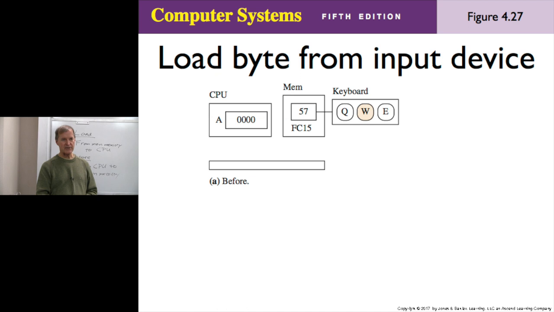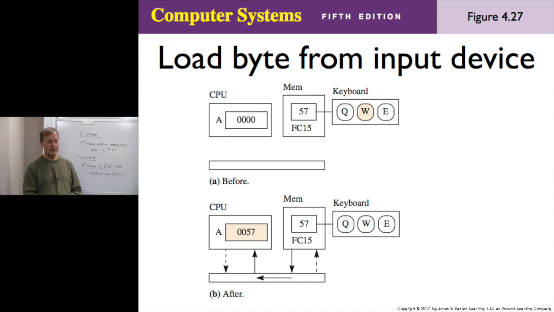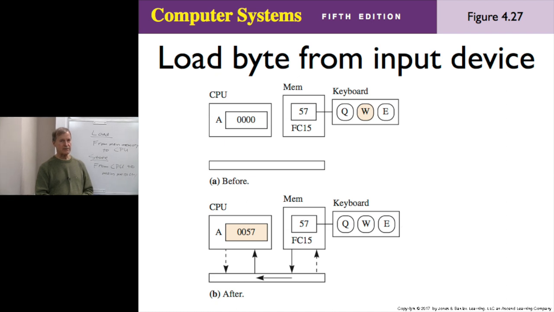FC15 using direct addressing. Is everybody clear? So before you load the byte from FC15, it looks like this. After you load the byte, the accumulator has 57 in the rightmost half, as shown in part B here. Does everybody see how that works? Yeah, question? And then because it's loaded, it's only the one byte.